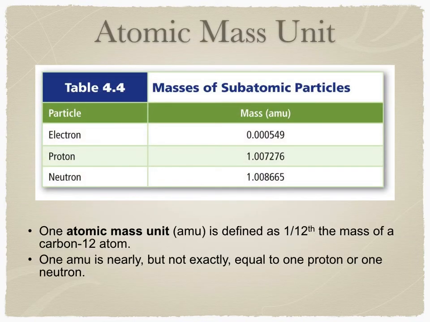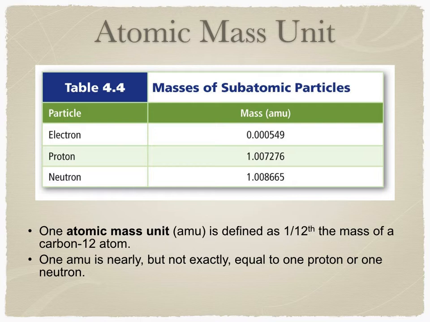Talking about the atomic mass unit. One atomic mass unit, one AMU, is defined as 1/12 the mass of a carbon-12 atom. As we go through chemistry, you'll find that lots of things we talk about have units based on something having to do with carbon. When we talk about moles and stoichiometry, this will come up again. One AMU is nearly but not exactly equal to one proton or one neutron.